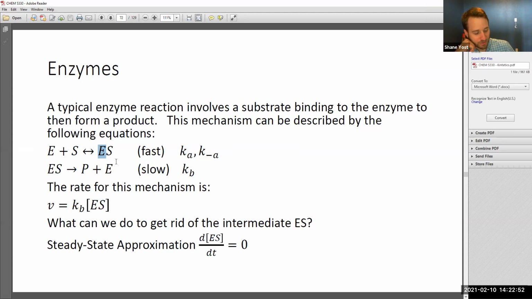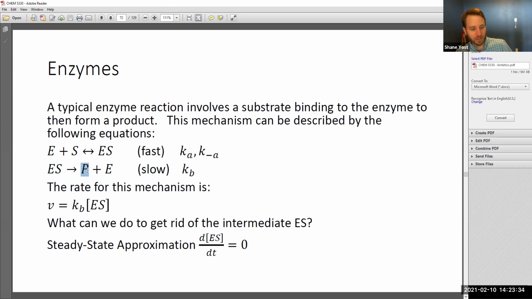It's not permanently attached. And then when the substrate is bound to the enzyme, this enzyme can help that substrate undergo a reaction to form some product, and then it will release the product and you get the enzyme back. And so the enzyme here is a catalyst for this mechanism. The overall chemical reaction is just substrate going to product, and the enzyme here is a catalyst. Often in this type of thing, the second reaction is a little bit slower. We don't need to assume that, but often it is.